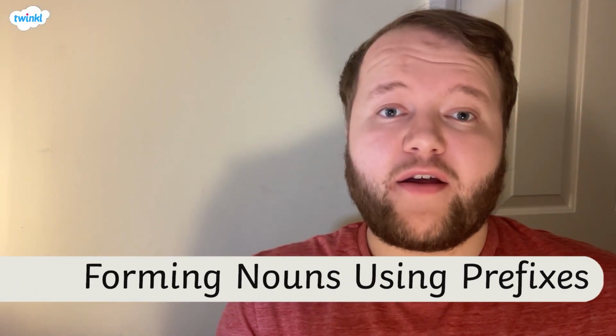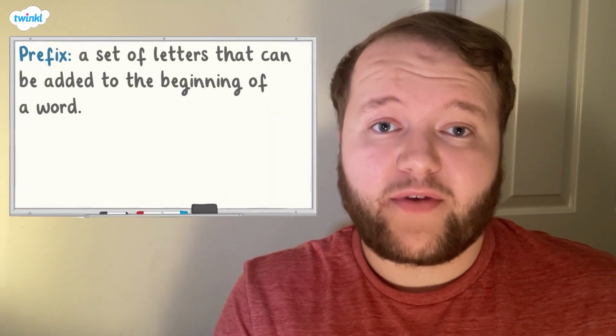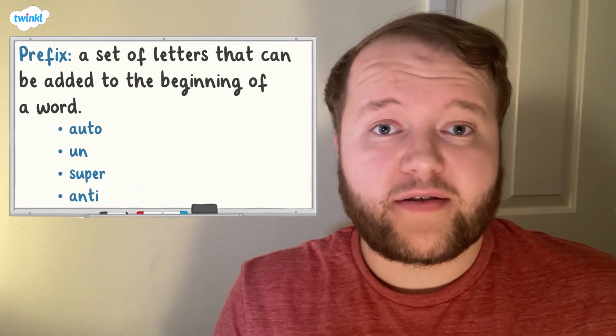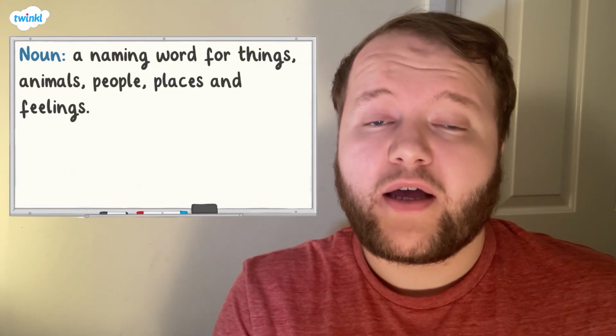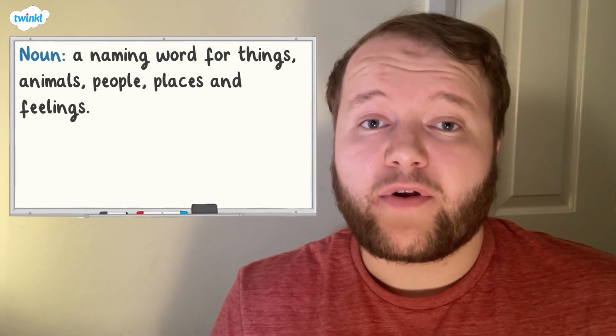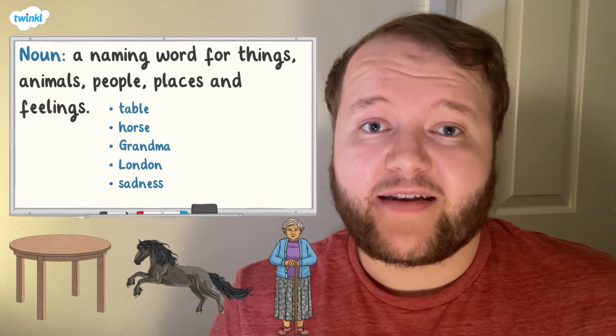In this video, we'll be looking at how to form nouns using prefixes. First, let's check that we know what a prefix is. A prefix is a set of letters that can be added to the beginning of a word. For example, auto, un, super, anti. Now, let's check that we know what a noun is. A noun is a naming word for things, animals, people, places, and feelings. For example, table, horse, grandma, London, sadness.